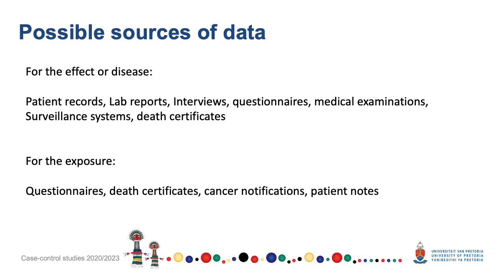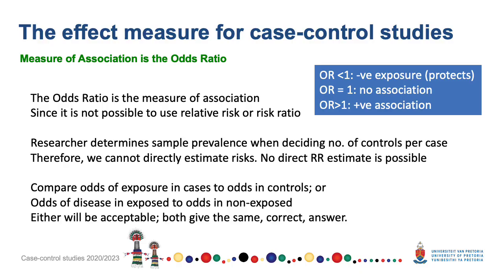Here are just some examples or suggestions about where you might find out about the disease or the exposure. You might look in patient records, lab reports, you might do interviews, medical exams, surveillance systems, death certificates, and so on. You could also go to a cancer registry and look at patient notes.